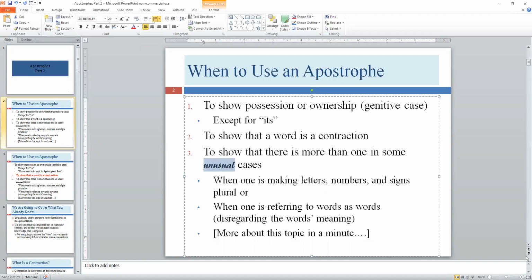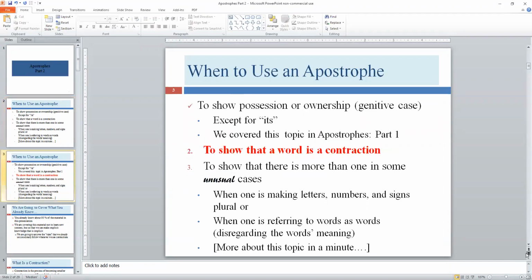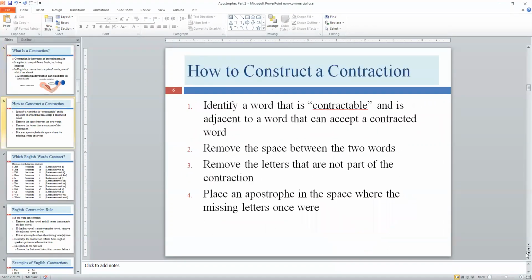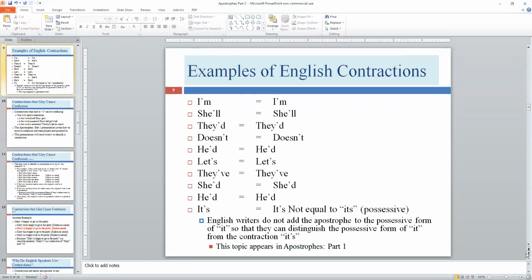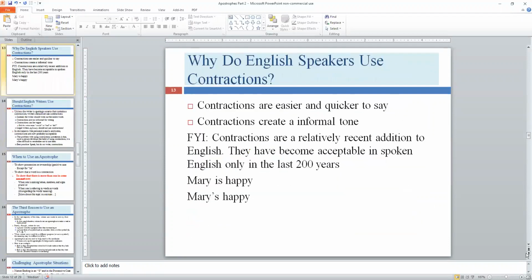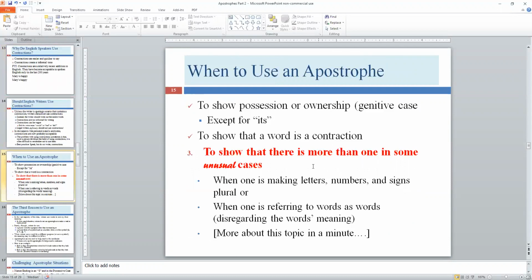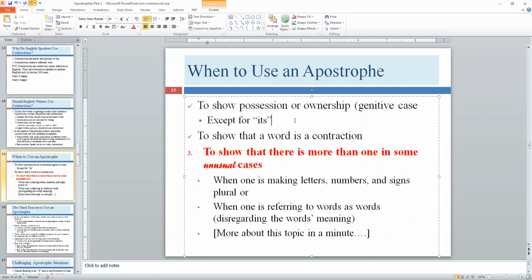Let me flip forward until we're where we're going to be for this presentation, which is about halfway through. So we're going to show that there is more than one in some unusual cases. When we have the word boy, and we want to show that there's more than one boy, we put an S on it. We do not put an apostrophe S. That is not the way we show plural in English.